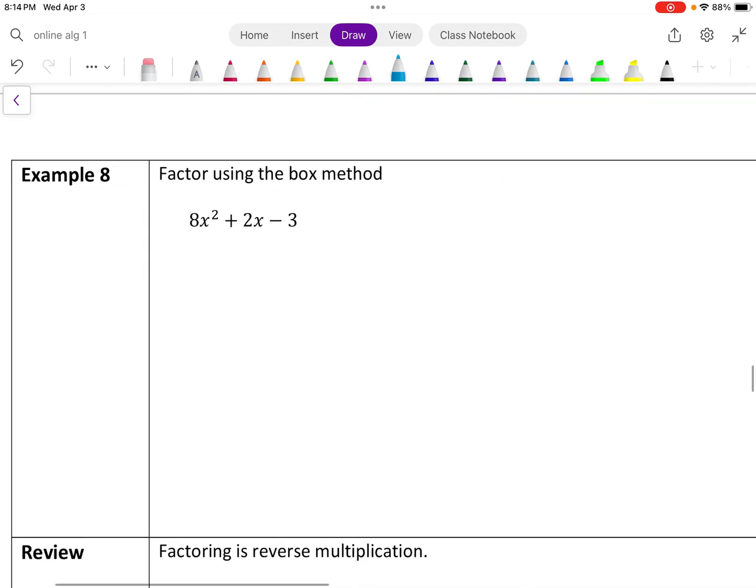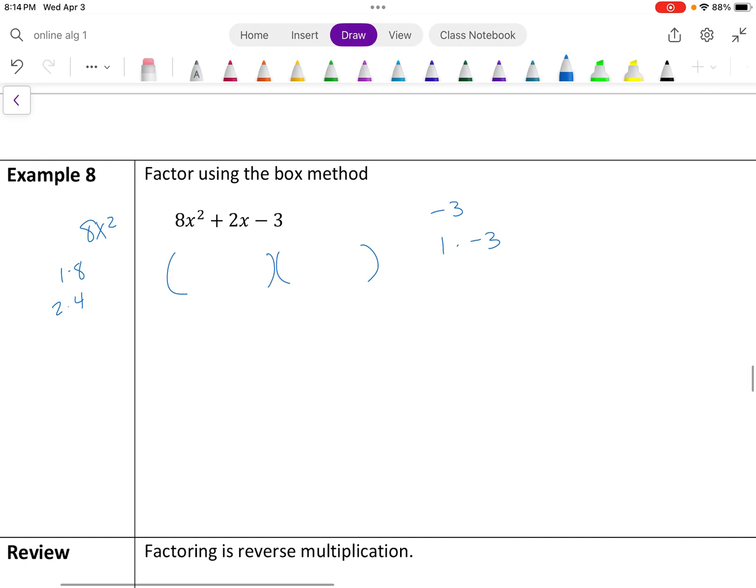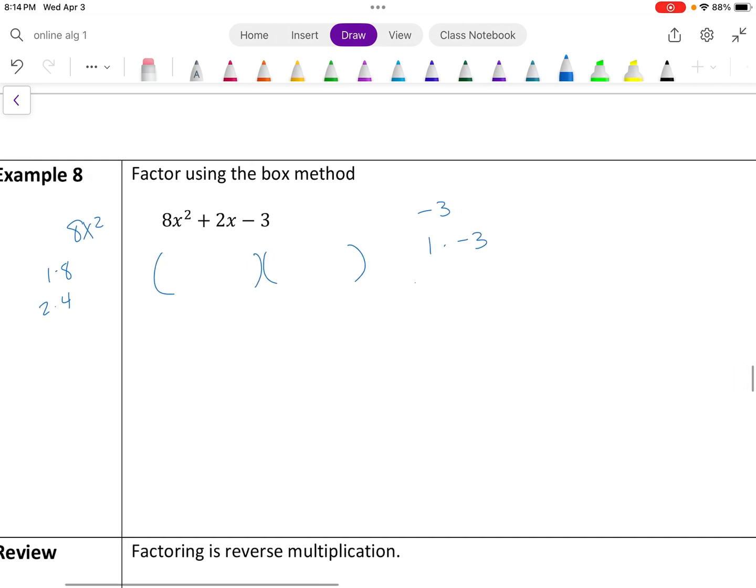All right, let's do one more with a negative, and then we'll call it good for this video. 8x squared plus 2x minus 3. All right, well, here we go. It'd be a good idea to pause and try this one for yourself. Thinking about 8x squared, I could do 1 times 8 or 2 times 4. And then negative 3, I actually have two options for negative 3. I could do 1 and negative 3, but I could also do a negative 1 and a positive 3.